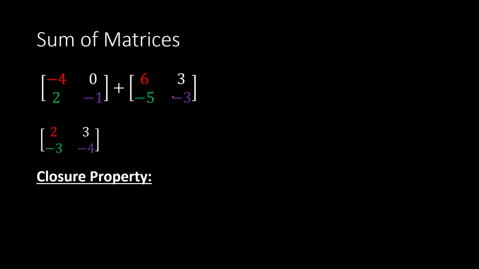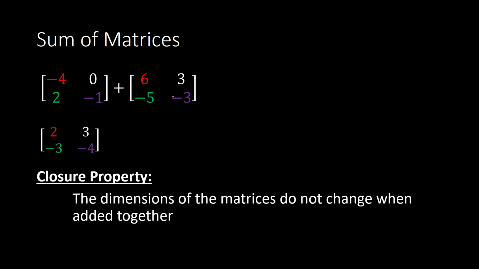Now when you add them, the dimensions of the matrix do not change. And we call that the closure property. We started with a 2 by 2 matrix, we added a 2 by 2 matrix, and we ended up with a 2 by 2 matrix.